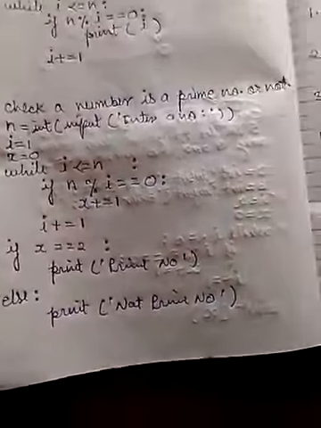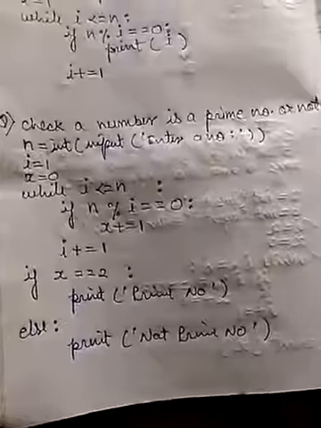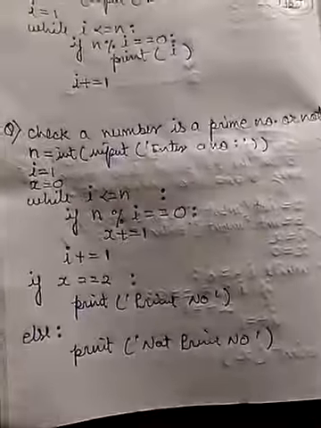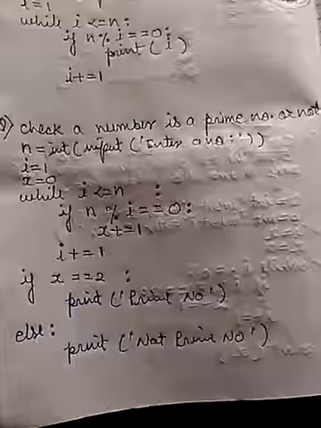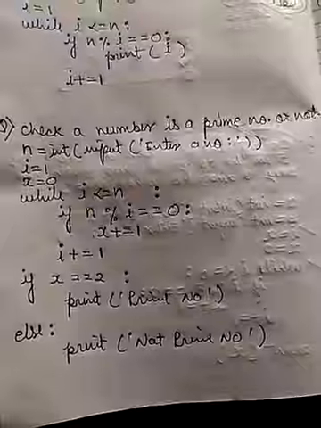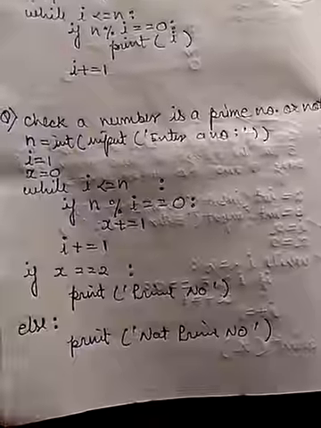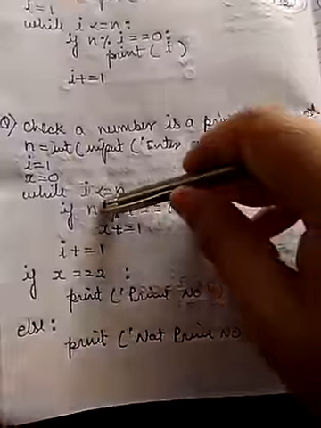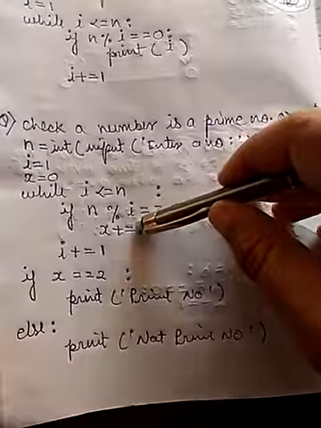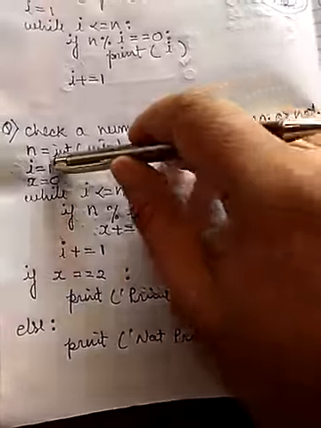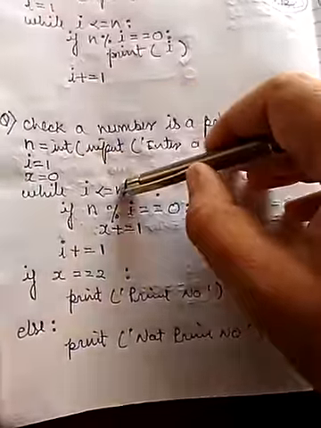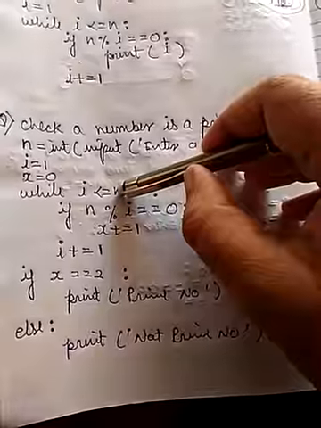So I have told you earlier in this question, if we want to check whether a number is prime or not, first you need to count the factors. To count the factors we have used a counter and we have executed a loop from 1 to n, because we want to count the factors from 1 to n.